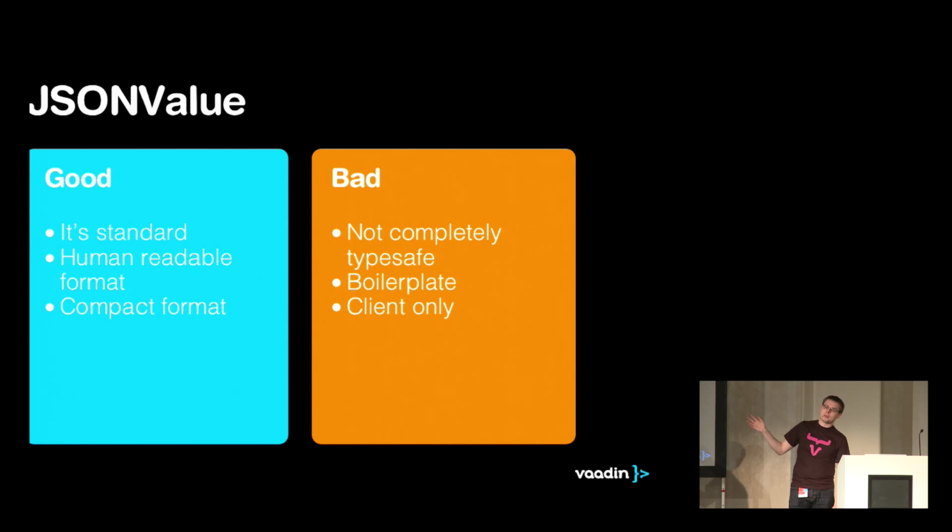Yet another GWT option is to use either JavaScript object overlay types, or JS interop, to define a native representation of your objects and then just rip data out of that native JavaScript. Those have slightly less boilerplate, but then you're once again tied to the client side and need to do something else on the server.